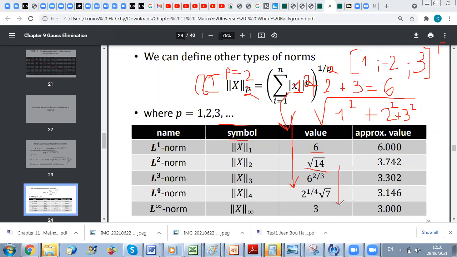And if p tends to infinity, what will happen? If you do 1 power infinity plus 2 power infinity plus 3 power infinity, you know that 3 power infinity will be dominant over these two. So these two will be neglected compared to 3 power infinity. And then you do the power 1 over infinity, so you'll get 3. Okay. So this is why as p increases, the norm is reduced, and the minimum value will be obtained as the largest between these three elements, which is 3 for p infinity.